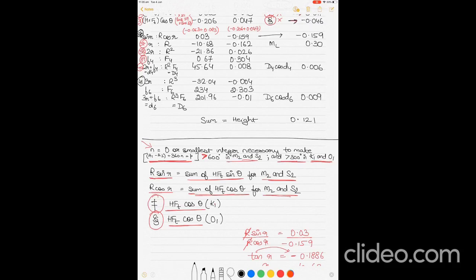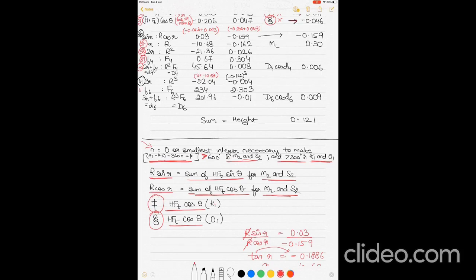Line number 41 is 3r and r cube. So basically multiply 3 by r, which is minus 10.68 multiplied by 3, and then r cube is the cube of capital R, which is minus 0.162. So minus 0.162 cubed is this value here, and 3 multiplied by minus 10.68 is minus 32.04.